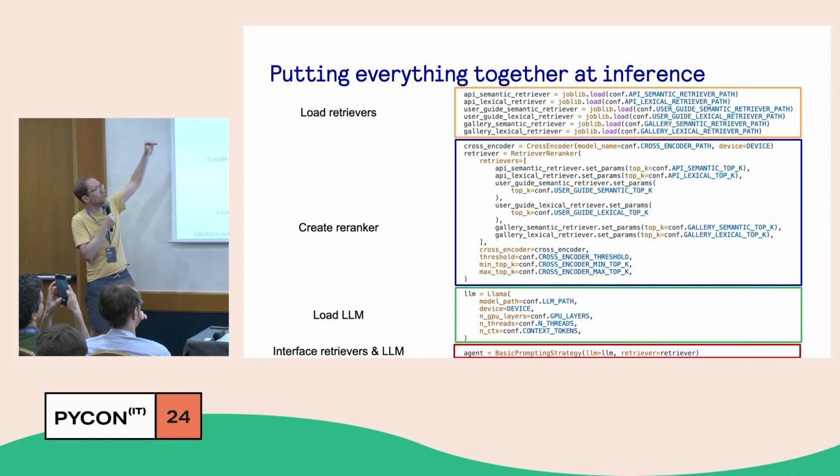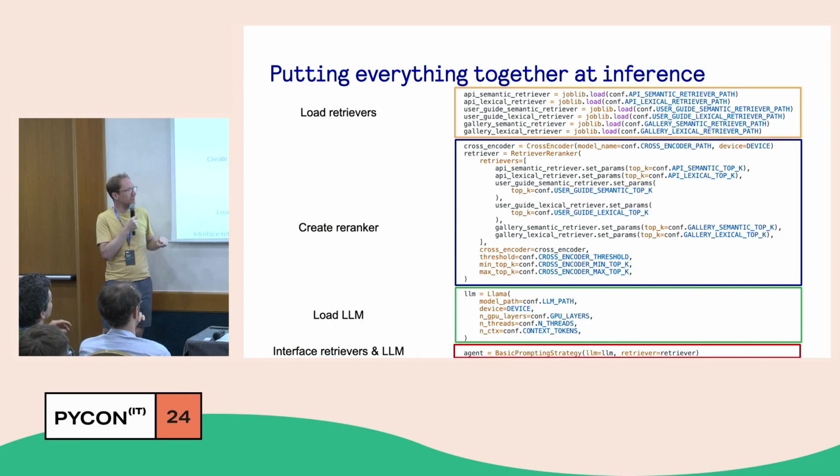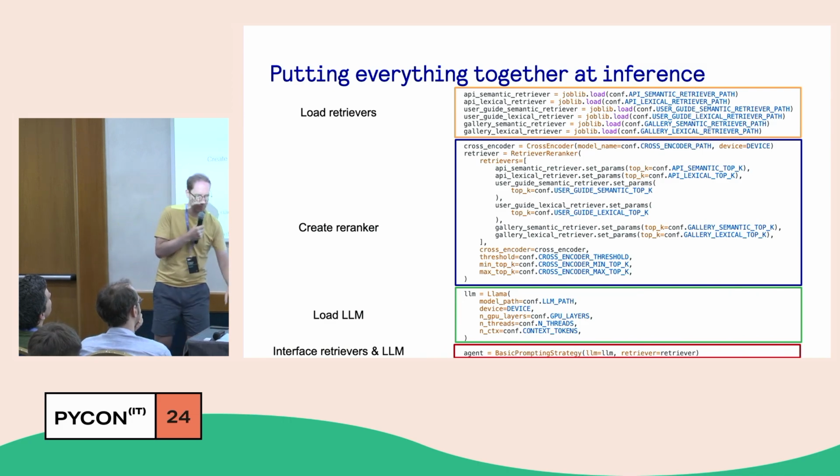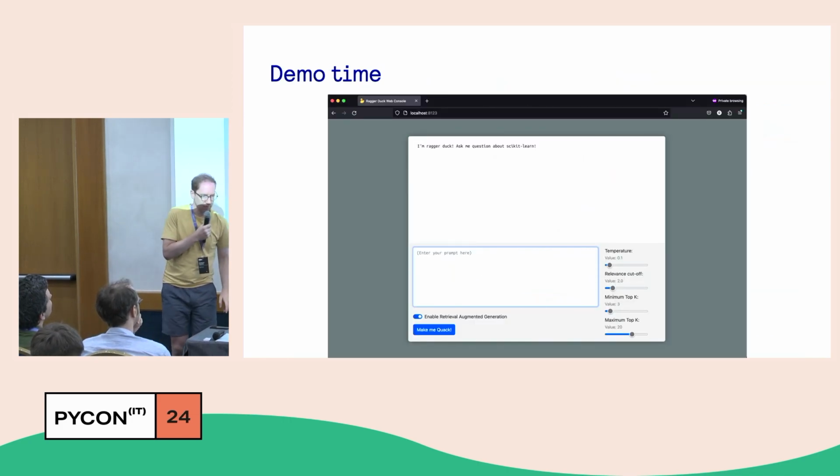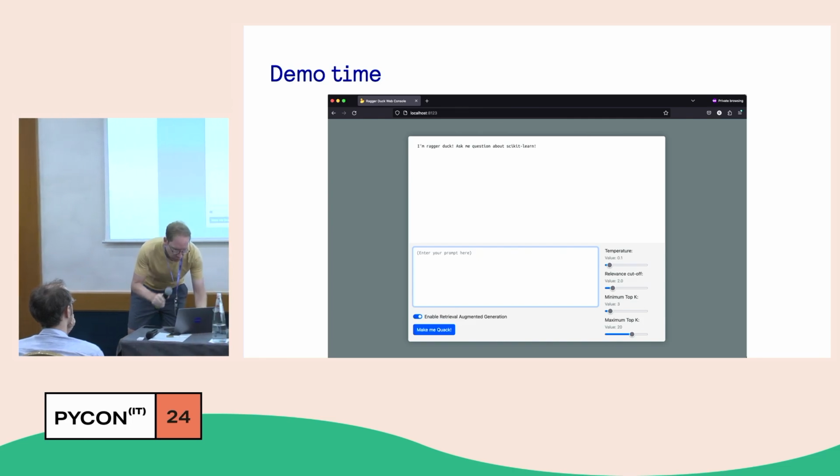Okay, so you load all the models. You have the cross-encoders just to reorder the queries. And then you pass this to the LlamaIndex, and you ask it to answer using those retrievers and this LLM, just answer the query. And this is basically what's run there. So just as demo time, just to show that it works.